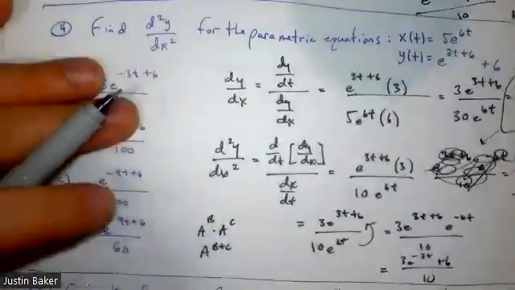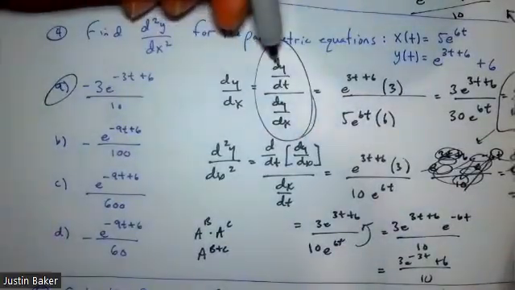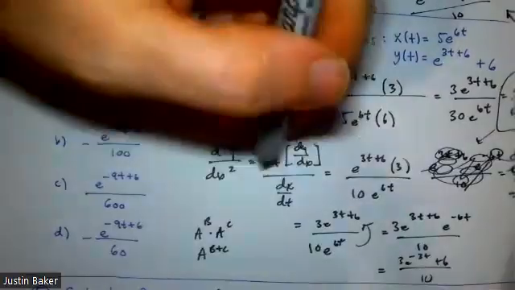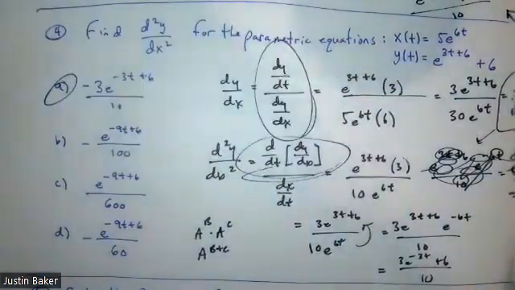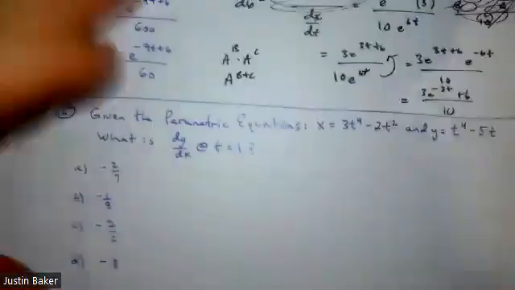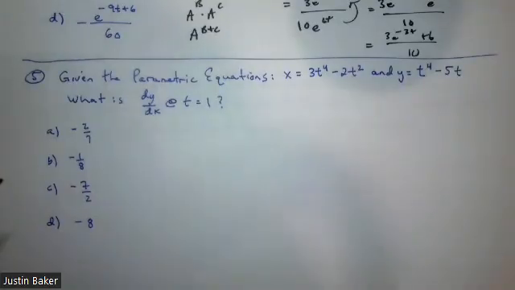The big takeaway of this is that when you see this, this is our first derivative. When you want to take the second derivative, we only do stuff to the top and you keep the stuff on the bottom. That is our big takeaway from that problem. Okay. All right. Next one. Given the parametric equations, what is dy/dx at 1?